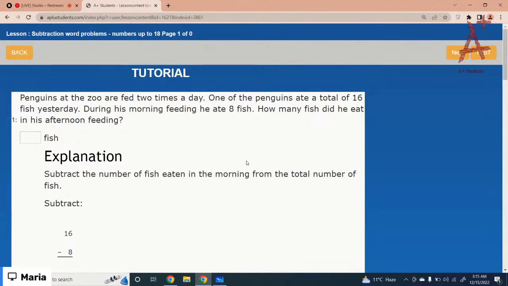Penguins at the zoo are fed 2 times a day. One of the penguins ate a total of 16 fish yesterday. During his morning feeding, he ate 8 fish. How many fish did he eat in the afternoon feeding? So the total fish one of the penguins ate is 16. In the morning, he ate 8 fish. You have to calculate the fish he ate in the afternoon. So you have to do 16 take away 8.